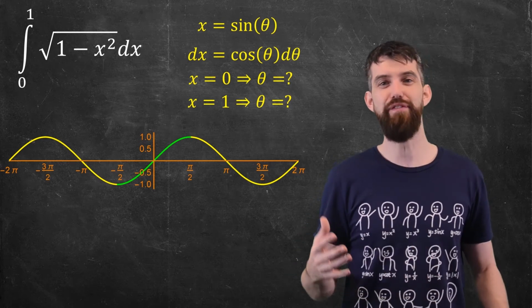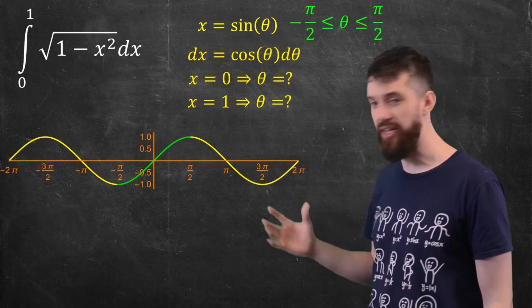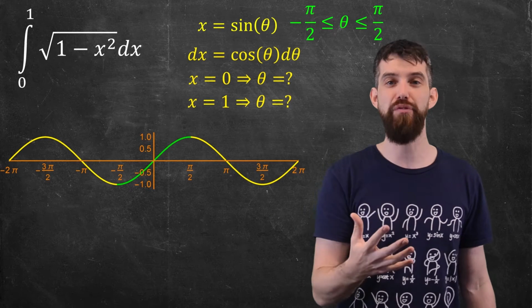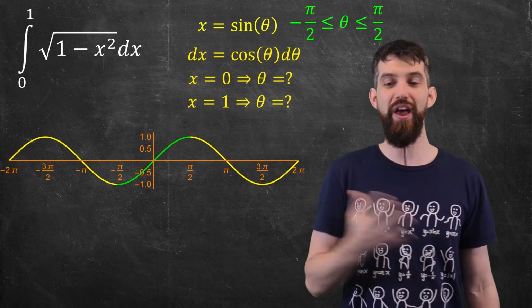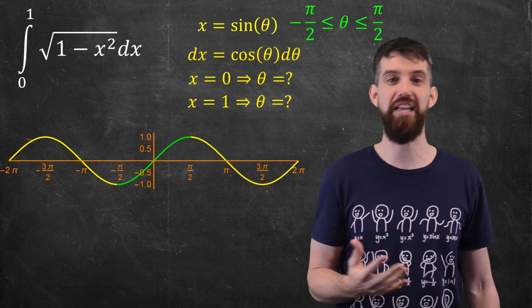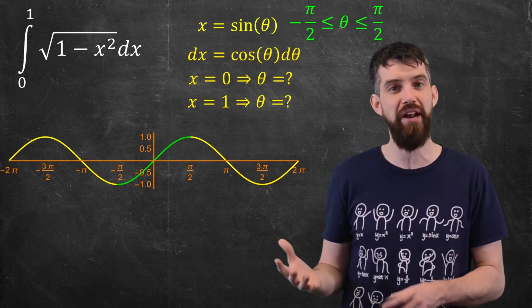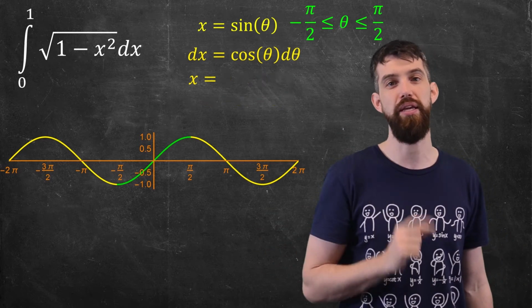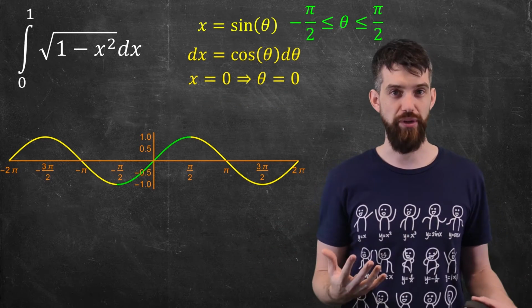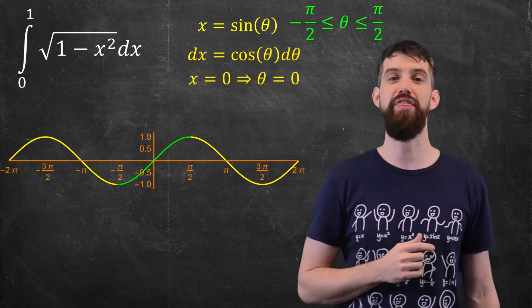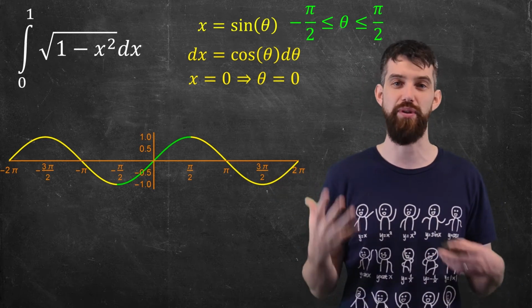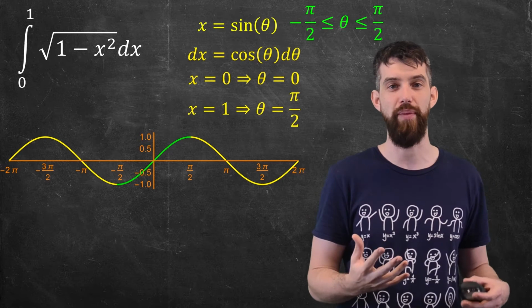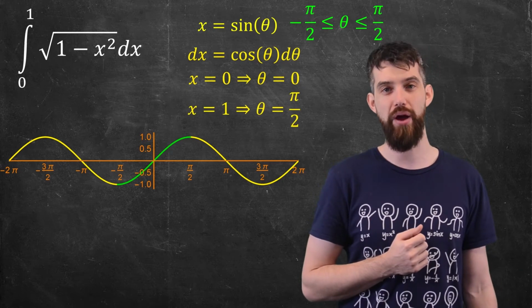But the idea is that if I restrict my domain to the green, to this minus pi over 2 up to pi over 2, then I can adjudicate questions like if x is equal to 0, what value is theta, and I can adjudicate them uniquely. So in particular, if x is equal to 0, it forces theta to be equal to 0. That is the only place where sine of theta is equal to 0. And likewise for 1, it's going to occur at pi over 2.